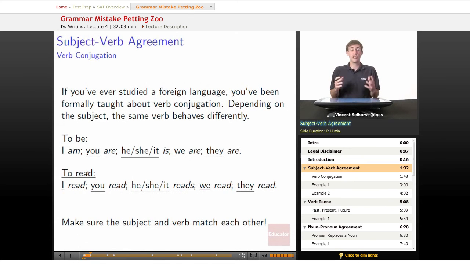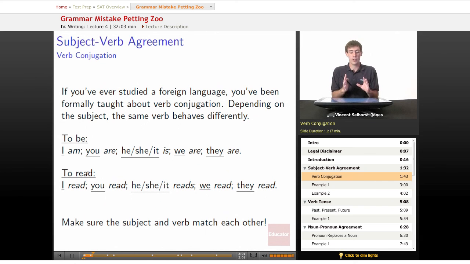All right, so let's just jump right into it. We're going to hit all the big culprits that you'll wind up seeing for errors. First off, subject-verb agreement. The subject and the verb have to agree, and so we're going to talk about verb conjugation. That might sound like a weird word, but if you've ever studied any foreign language, you've been formally taught about this. And if you're used to speaking English, you've definitely done it every single day of your life. Verb conjugation is part and parcel of speaking English, but you might not notice what you're doing.